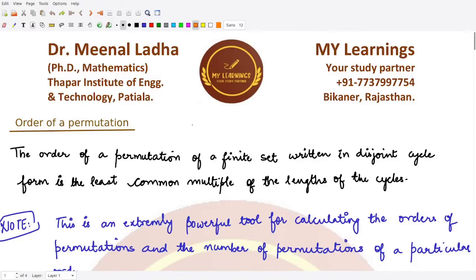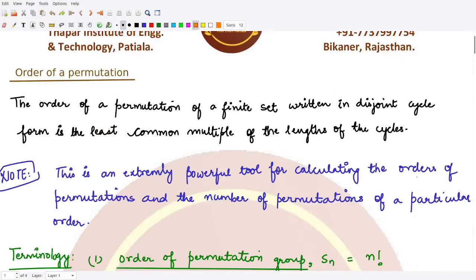In this video we'll be studying the order of a permutation. We have a result regarding this. It states that whenever we want to calculate the order of a permutation, we can do so by writing it in disjoint cycles, and then taking the LCM, the least common multiple, of the lengths of each of the cycles. Before understanding this theorem, let's see a few terminologies which would be helpful to understand this result.